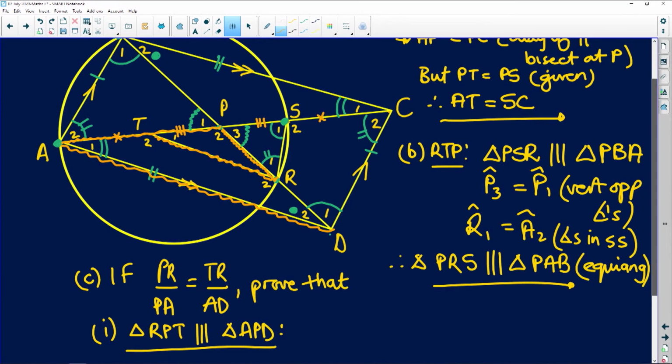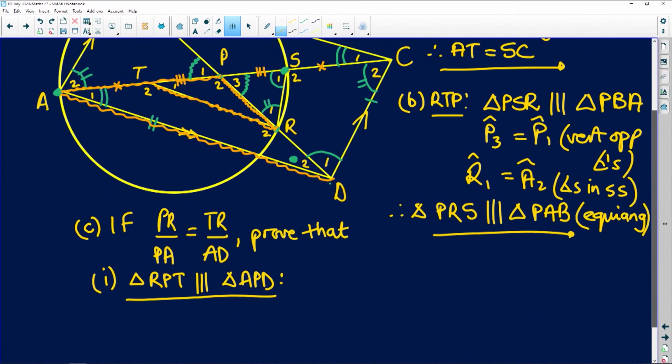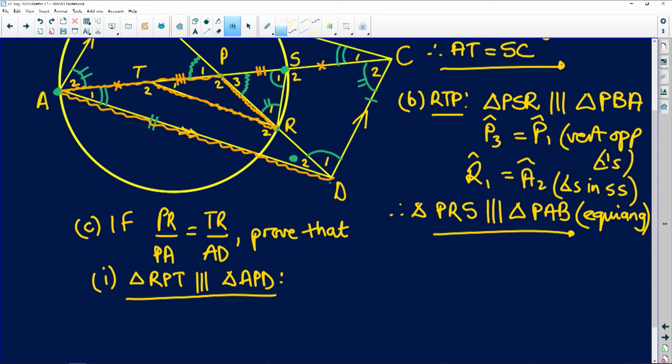And this is where the trick lies. Let's not waste time. I see I've just got over 5 minutes left. If I start with what they've given me, I'm going to change color. PR over PA is equal to TR over AD. And let's see, did we prove anything here? We've got a PR over there. Do we have a PA? Indeed, and you can see they correspond with one another there.